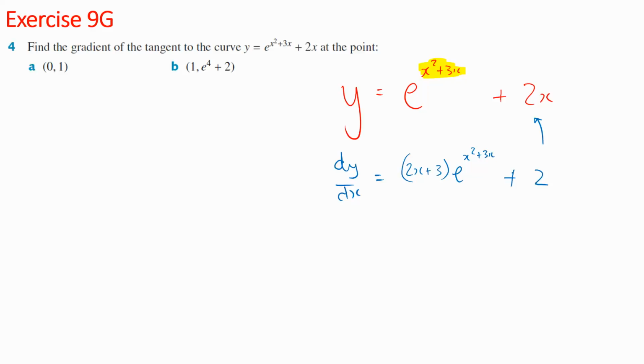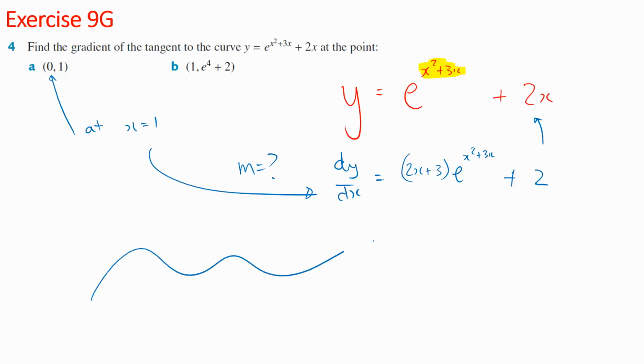Hands up if you got this. Alright, fantastic, good, I taught you well. Now, to answer the question said at the point 0, 1, that tells me at x equals 1, what I want to know is what is my gradient of the tangent line. That's what it's really asking. Okay, so if I just drew a picture, I'm just saying, when x equals 1, at this point, I want to know what the gradient is. That's your tangent line. Okay, so you've got a tangent line. I just want to know at x equals 1, or 0, sorry. 0.